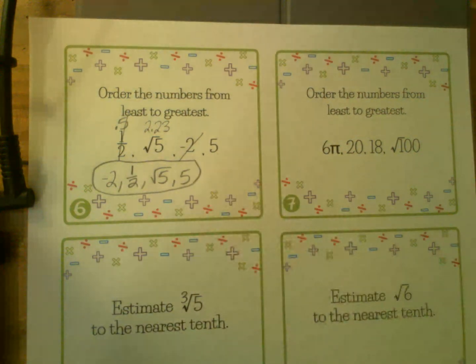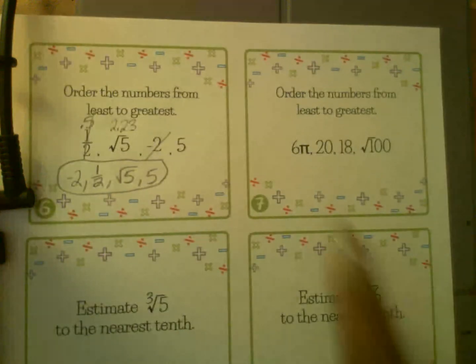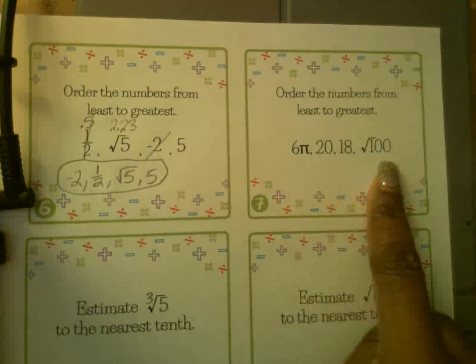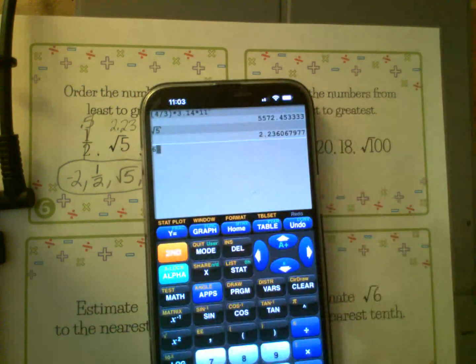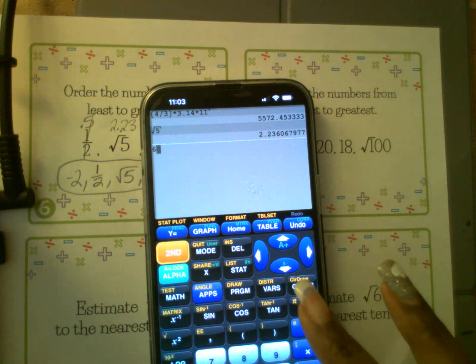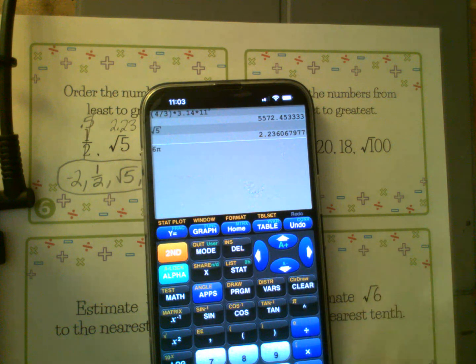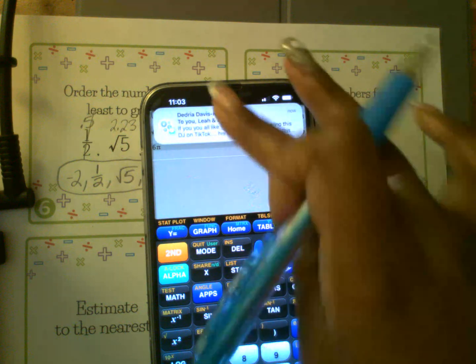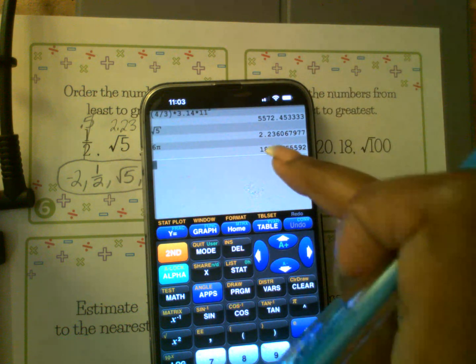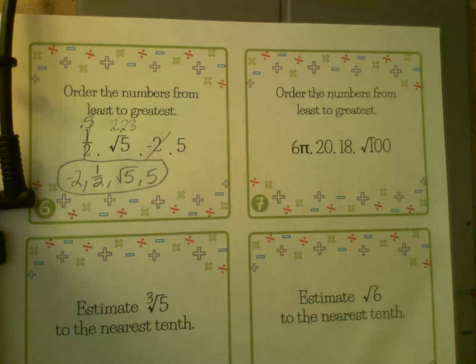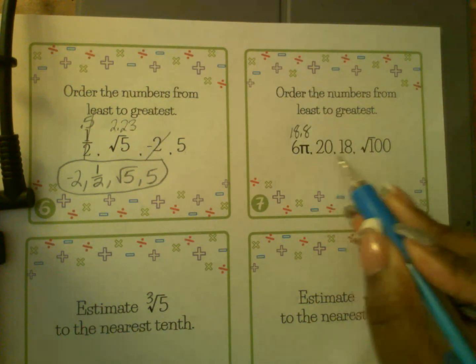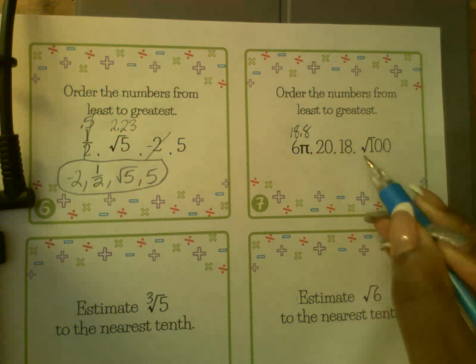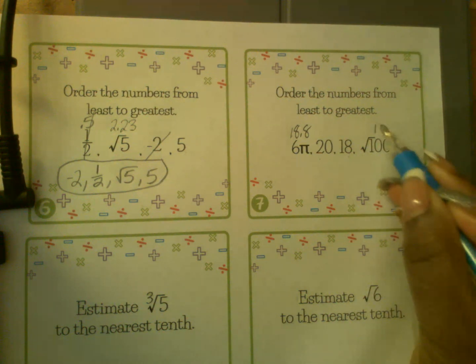Okay. Order the numbers from least to greatest here. Okay. So we got 6 times pi. Let's type in 6. And then pi is second caret key, sorry. Press second caret key. And that gives you 18.8 and some change. So this is 18.8. This is 20. This is 18. And the square root of 100 is 10.